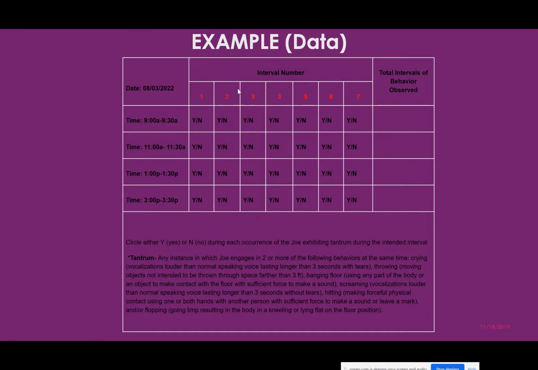And within that 5 minutes, set a timer if you need, or you're just really awesome with time and you got your eyes on the clock. From 9 o'clock to 9:05, did the student have a tantrum? How do we know we're looking for a tantrum? The operational definition of the behavior, I always put them in the data sheet. A tantrum: any instance of Joe engaging in two or more of the following behaviors: crying, banging on the floor, hitting, etc. It's there in the definition. Circle Y for yes if he did. Circle no if he did not, and then total it up at the end of the row.